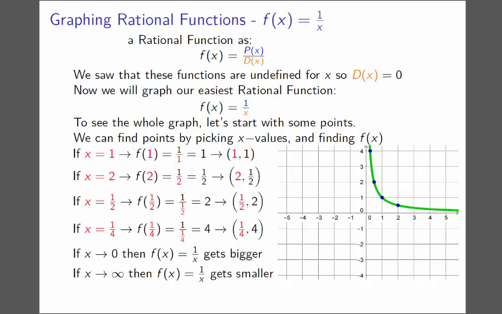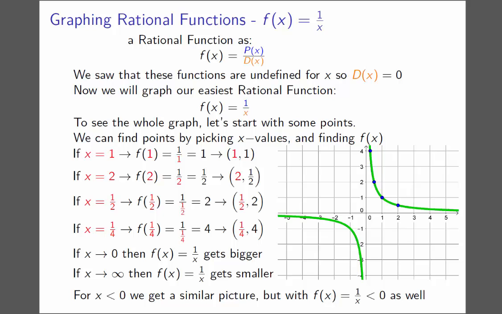Now so far, we've only looked at positive values of x. But for negative values of x, we get a similar picture. But here, our function 1 over x is negative as well. But still, as x gets to be a really large negative number, our function gets really close to 0. And as x gets close to 0, our function still gets very large, just now it goes to negative infinity. So we now have the graph of f of x equals 1 over x. Notice here that as we get close to our undefined point, x equals 0, our function is going off to infinity and negative infinity.